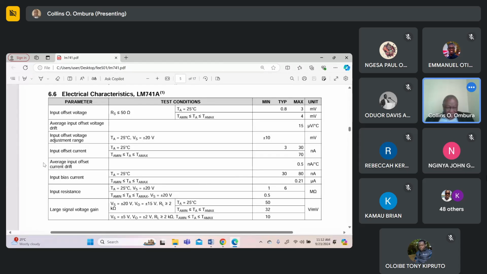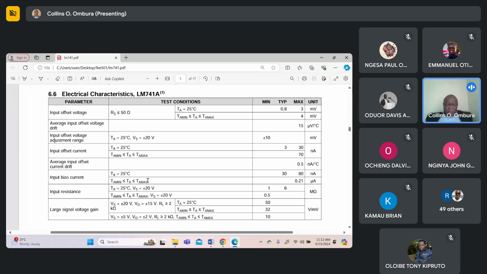And this is the interesting one. The next characteristic is called the average input offset current drift. This varies with temperature. For this one, it is 0.5 nanoamperes per degree centigrade. So if the temperature changes by 10 degrees, the current will change by 5 nanoamperes from the original.